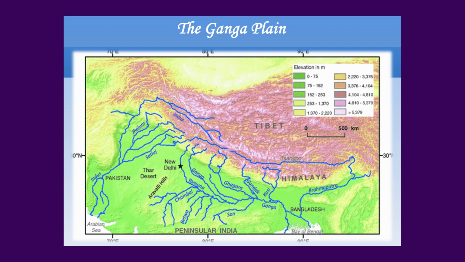A large part of the coastal delta is covered by tidal forest called Sundarbans. Sundarbans is the largest mangrove swamp in the world, getting its name from the Sundari tree which grows well in marshland. It is home to the royal Bengal tiger and crocodiles. This map shows the Ganga plain beautifully drained by the river Ganga and its tributaries.